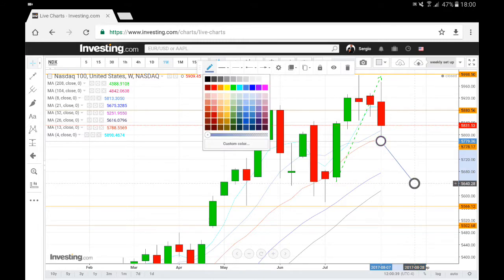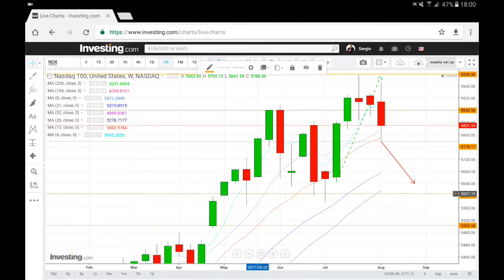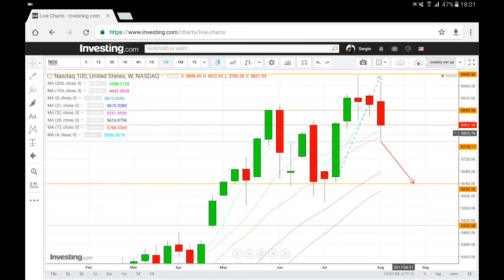So that one in red. So yes, that's what I'm expecting. I'm expecting to see the markets moving like that. And if we remain in that particular bearish sentiment, the market can go down below 5,800. So the target will be 5,700 and maybe 5,650 for the Nasdaq 100.